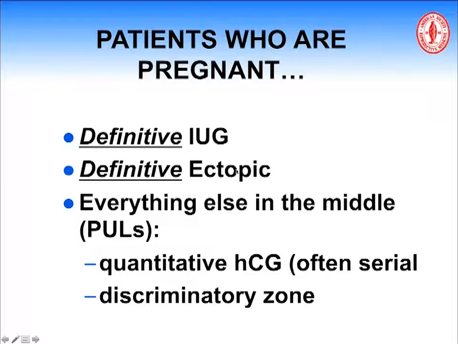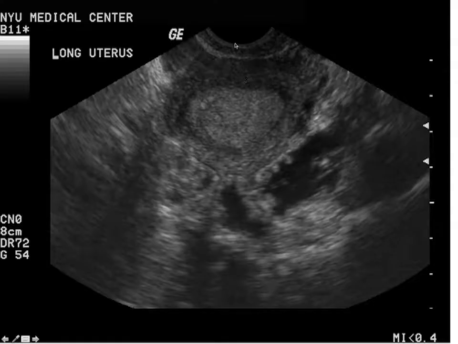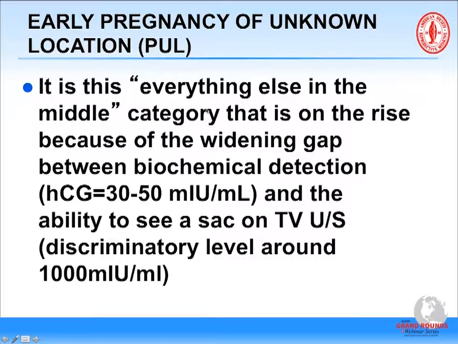Or she can be everything else in the middle. She's not a definitive intrauterine, she's not a definitive ectopic, then she's a pregnancy of unknown location. And this is where the concept of quantitative hCG and discriminatory zone come into play. So here's a lady, she had a positive home test, she started staining, she comes in, she's got an axial uterus, she's got a nice homogeneous endometrium. You listen to Goldstein's lecture, you get an hCG, and you say you'd like it to be between 50 and 1,000. And it says everything else in the middle category that's on the rise because of the widening gap between biochemical detection and the ability to see a sac on transvaginal ultrasound.